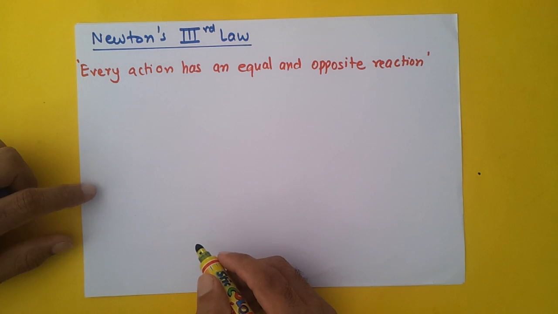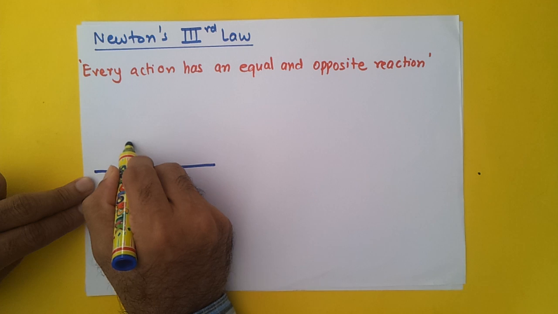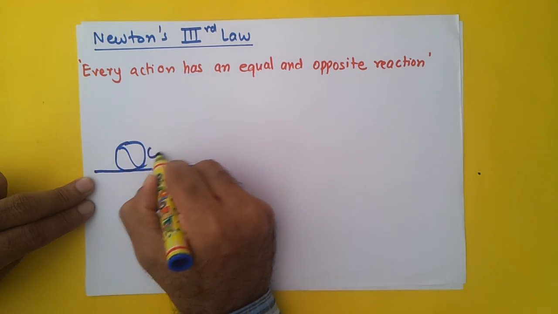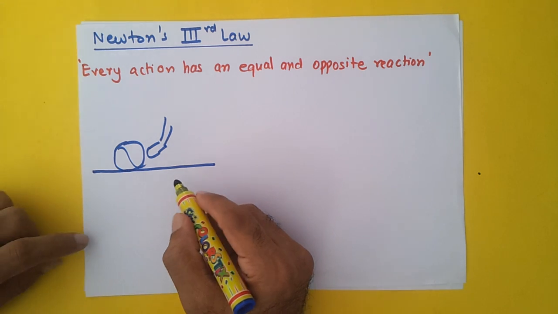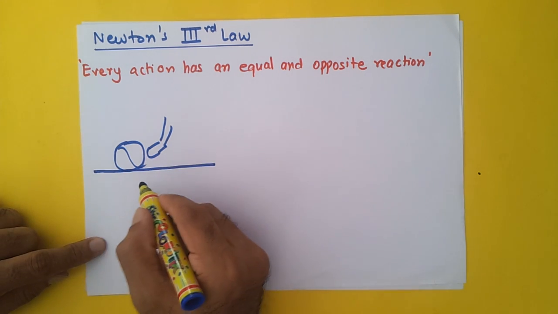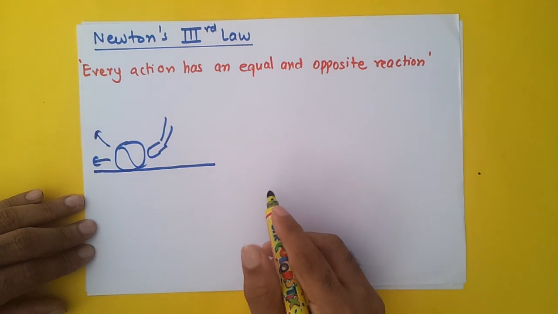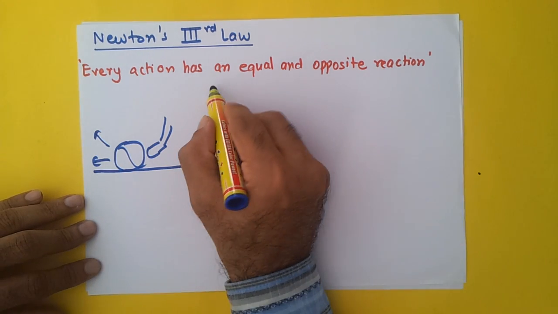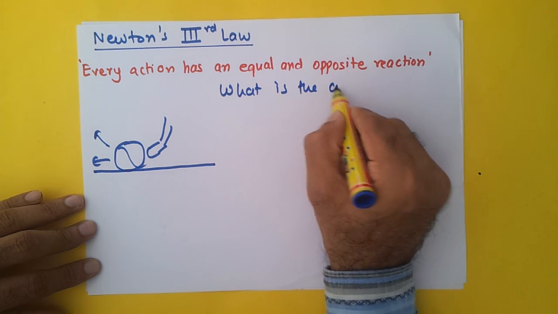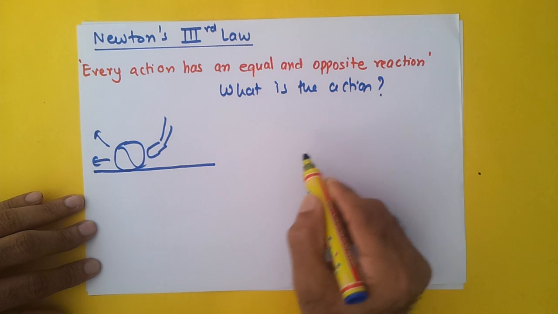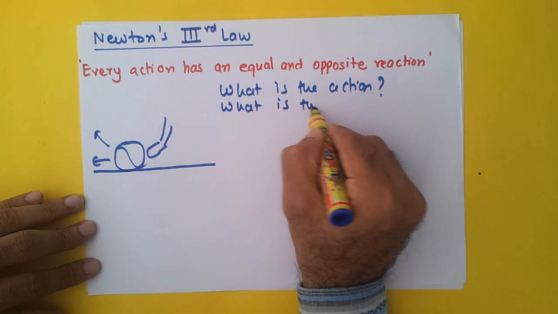Let me begin with a very simple example. Let us say this is a playground, and this is a football, and this is a footballer kicking the football. This is the foot of the footballer. He kicks the football. The ball starts moving along the ground or starts flying off. The question we have is, what is the action? And the second question I have is, what is the reaction?